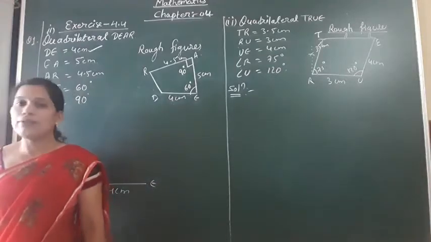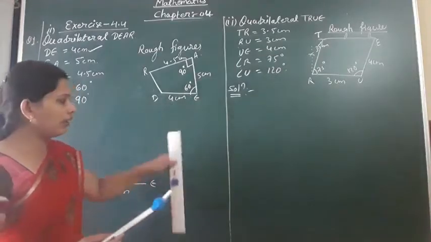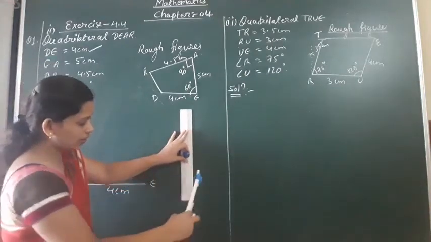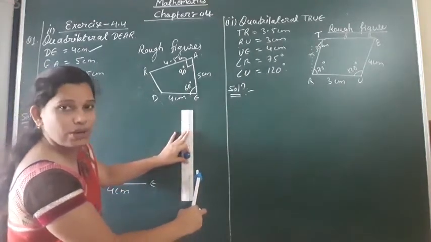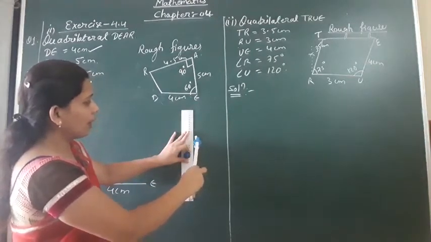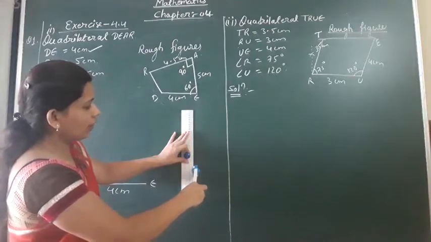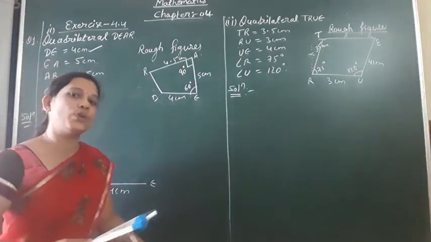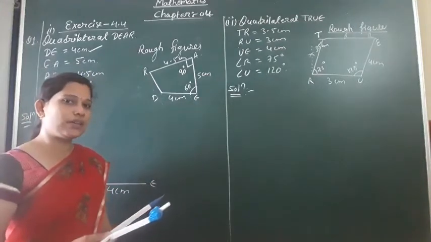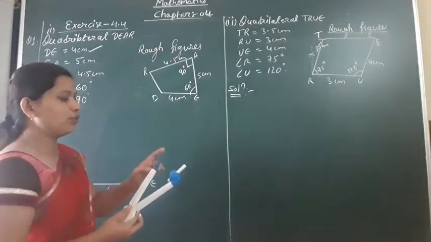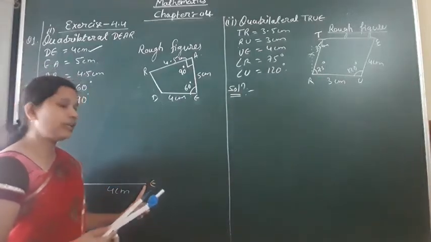Then you have to take your rounder, keep the scale on the copy and the rounder needle on the scale's 0. The pencil part you have to take to any radius. Suppose I have taken 3 cm radius; you can take 2.5 cm or 2 cm radius according to your wish. Then you have to keep this needle at point E.